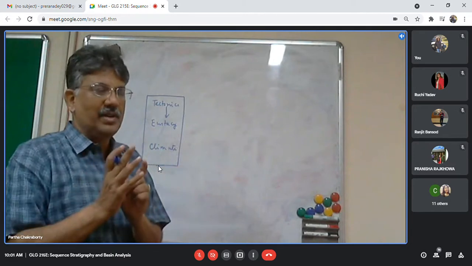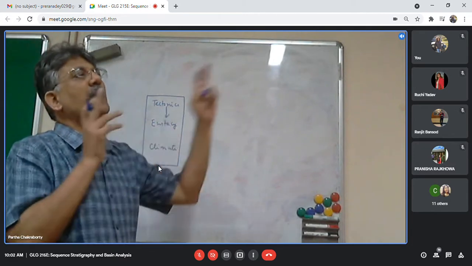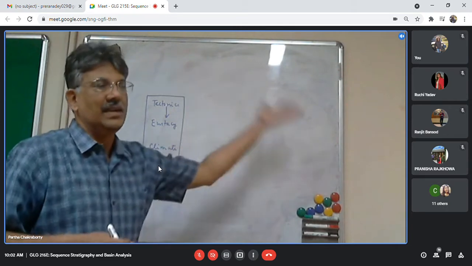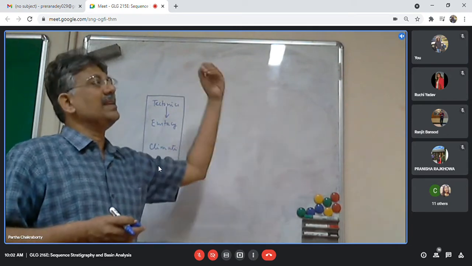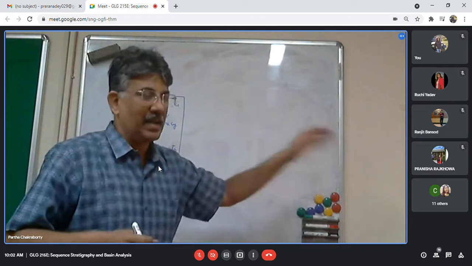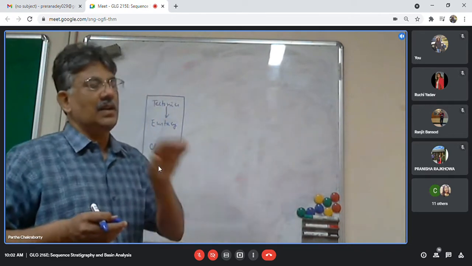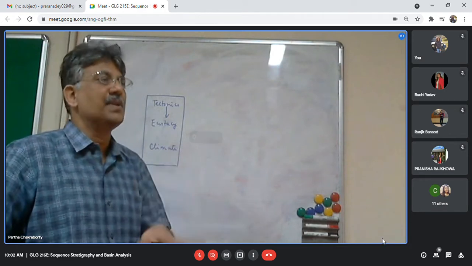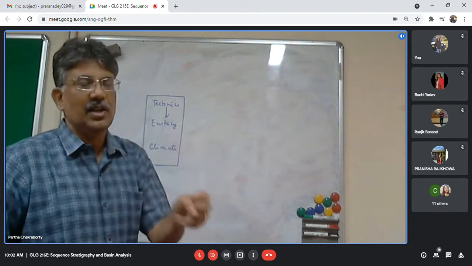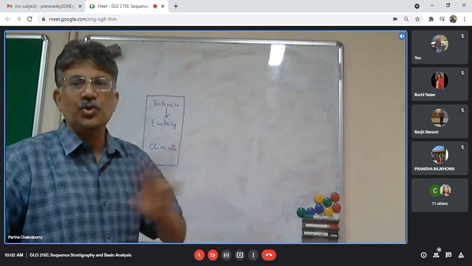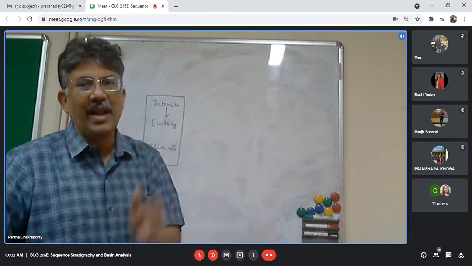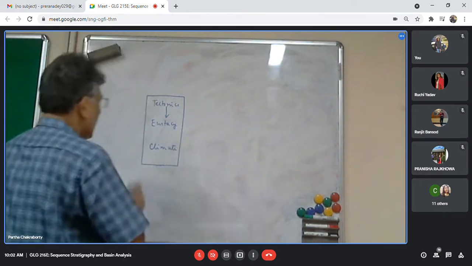So when I talk about tectonics, there are two different aspects. One is the hinterland tectonics, which is responsible for the sediment supply. Another is the tectonics responsible for the basinal subsidence or basinal uplift that changes the accommodation. You should not mix both tectonics; their roles are different. Then you have climate.